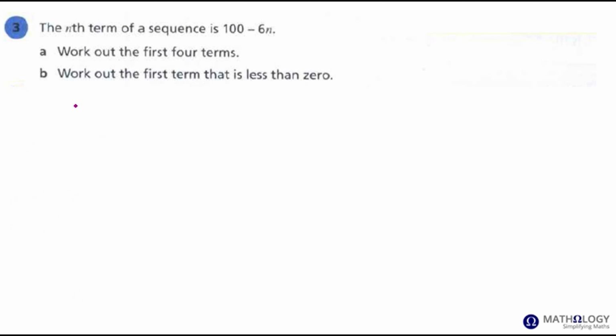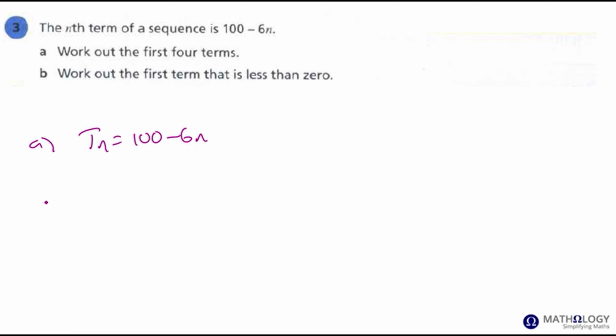Okay, question 3. The nth term of the sequence is 100 minus 6n. Determine the first 4 terms and find the first term less than 0. So they're telling us that Tn equals 100 minus 6n. And you need to set up the problem as I'm doing here. Do not deviate and do something different. Set it up exactly like this. Work out the first 4 terms.